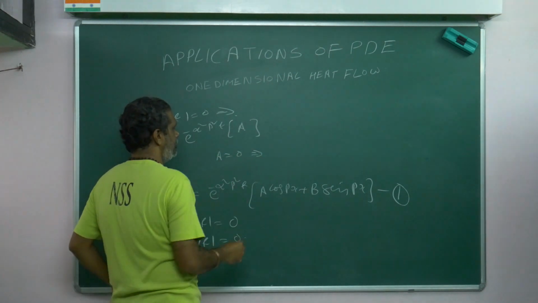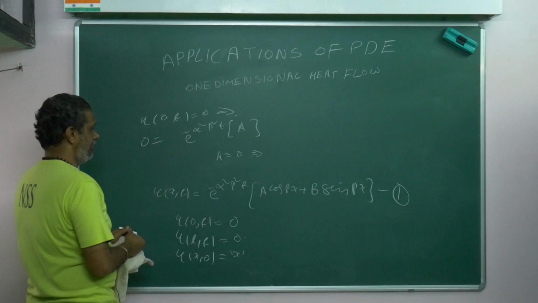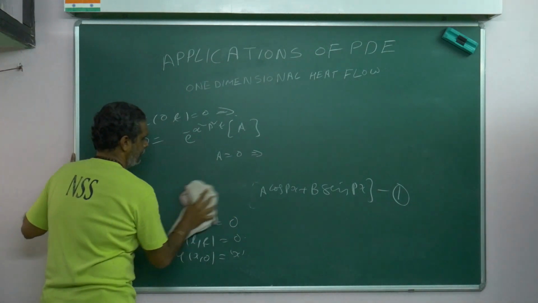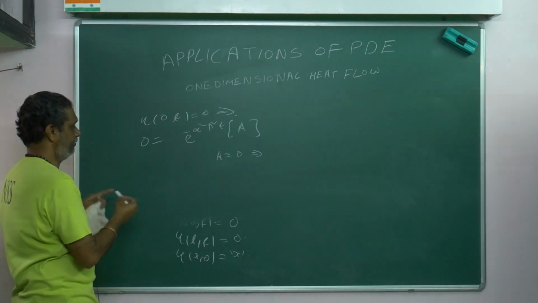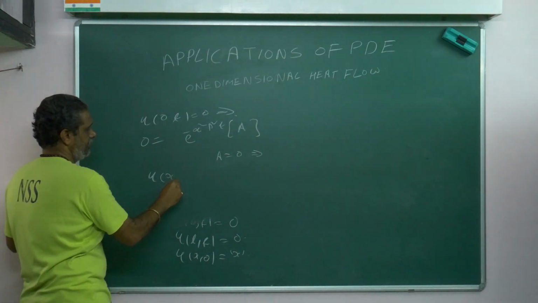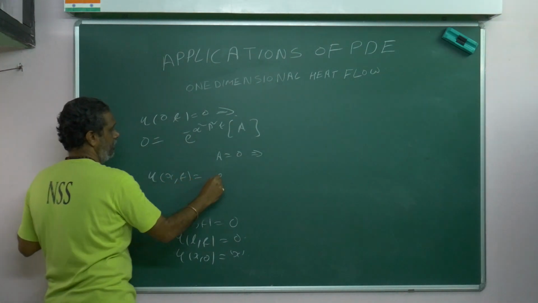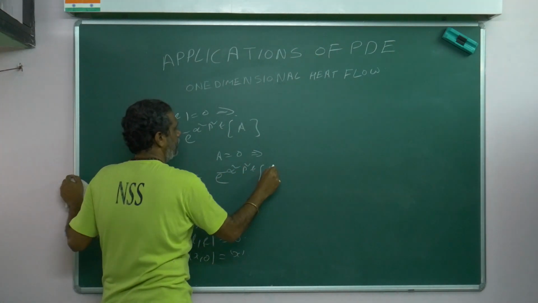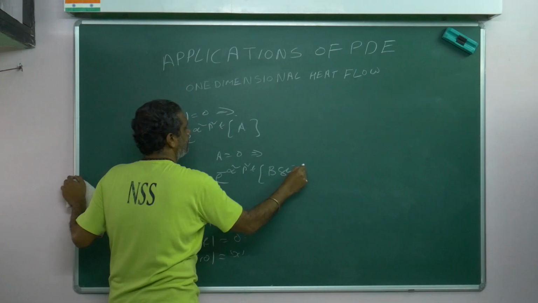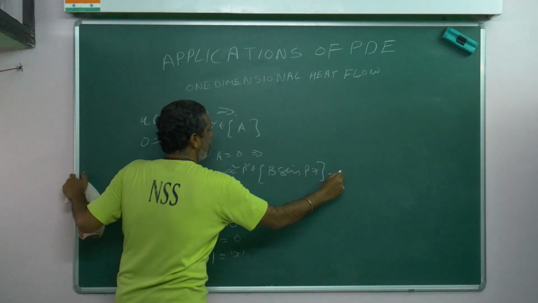A = 0 implies the first equation becomes, if you substitute A = 0, e^(−α²p²t) B sin px. Now this is our solution.